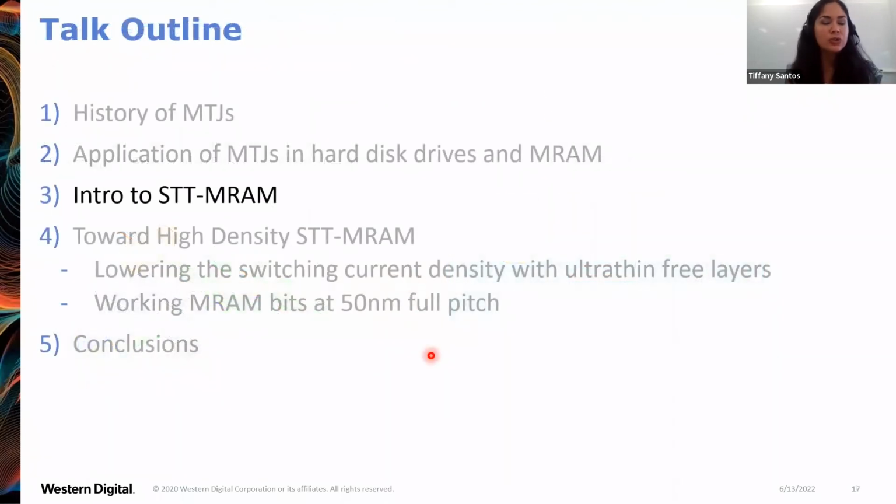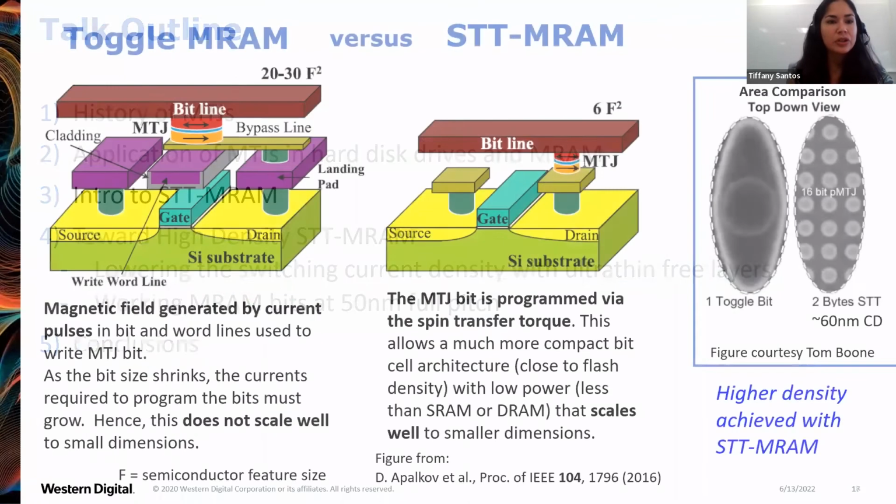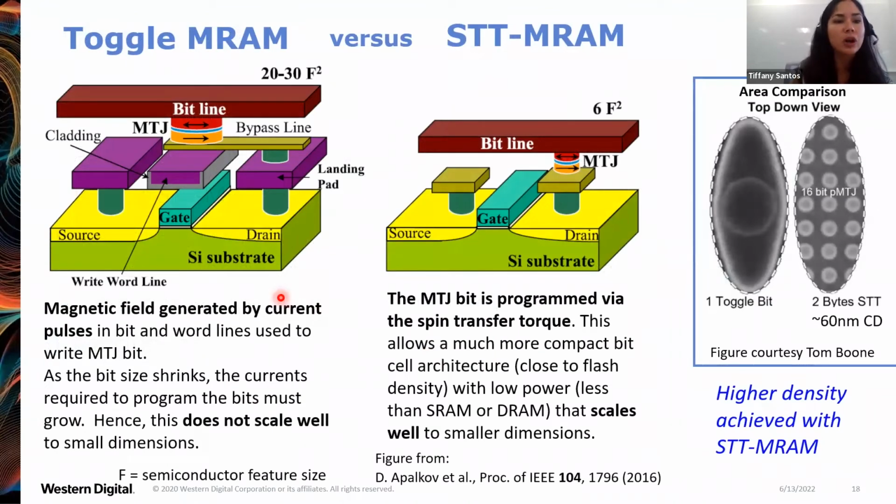So now I'll introduce spin transfer torque MRAM. As I described for toggle, you use a magnetic field generated by current pulses in the word lines and bit lines. So this type of writing scheme does not scale well to small dimensions. But for spin transfer torque MRAM, you use the current coming from a transistor to flip the magnetization of the free layer in the magnetic tunnel junction. In this type of writing scheme, it does scale well to small dimensions.